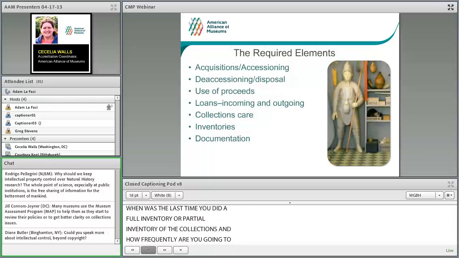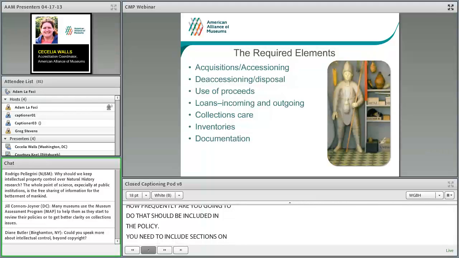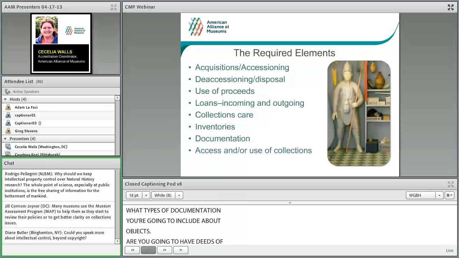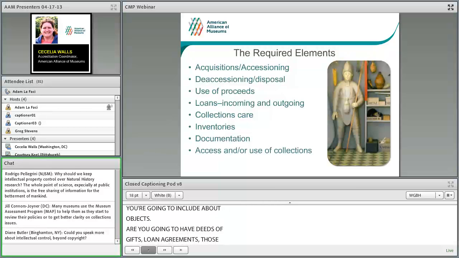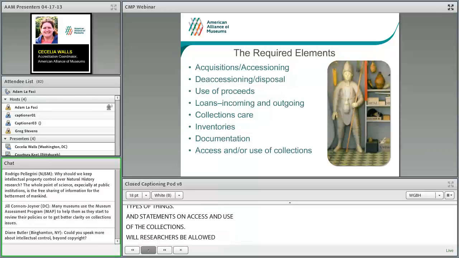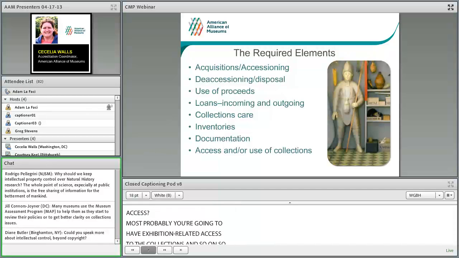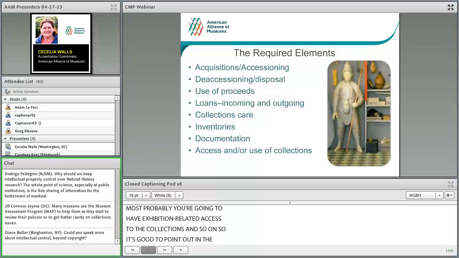You need to include sections on what types of documentation you're going to include about objects. Are you going to have deeds of gift, loan agreements, those types of things? And statements on access and use of the collection. Will researchers be allowed access? Of course, most probably you're going to have exhibition-related access to the collections and so on. So it's good to point out in the policy what your access and the public's access is to your collection.